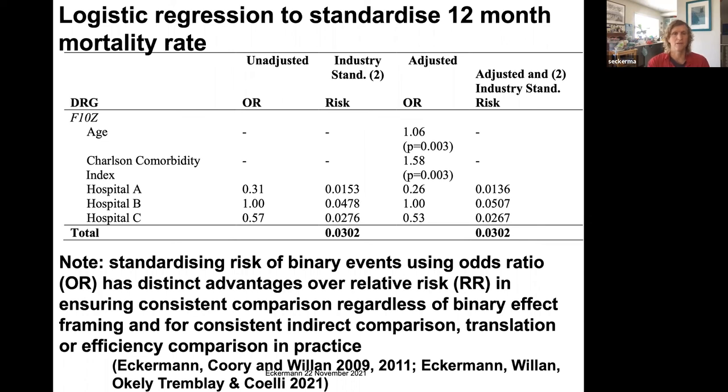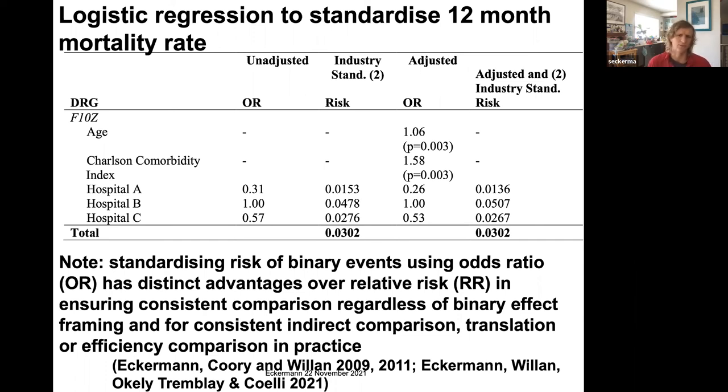Okay, so here are the numbers. And importantly, in this example, we show how to standardize. And importantly, it's using odds ratios, so it's a binary effect. We want to be using odds ratios to standardize the mortality, so either die or survive. We want to use odds ratios because if you use relative risk or anything else, it's not consistent. If you reframe it as survival versus mortality, you get different results. If you use odds ratios, it's consistent.